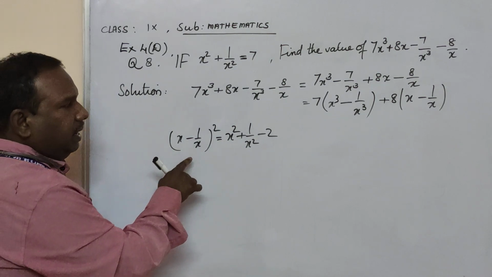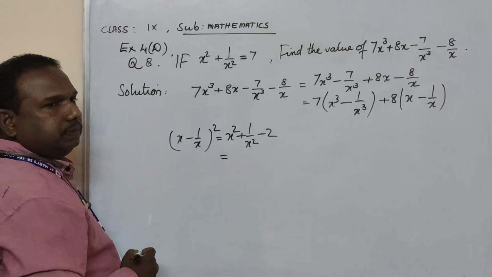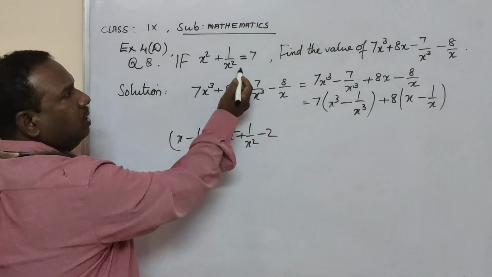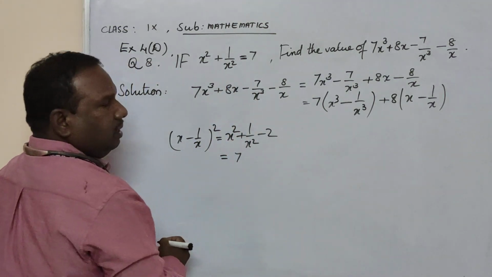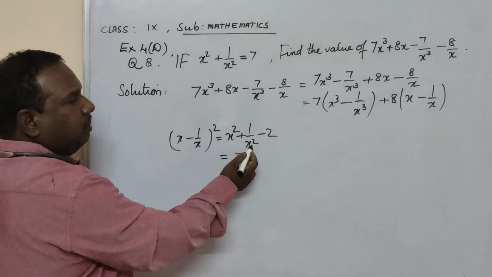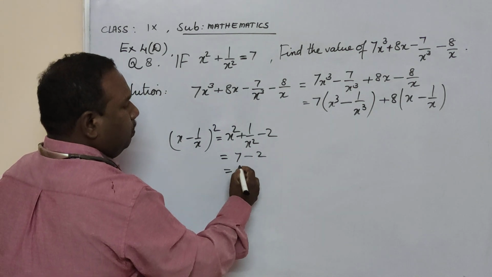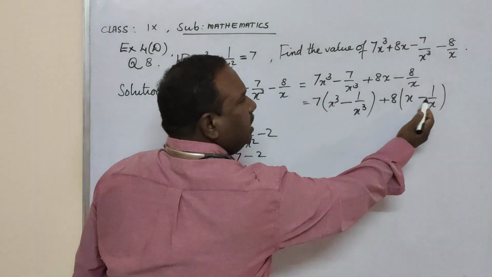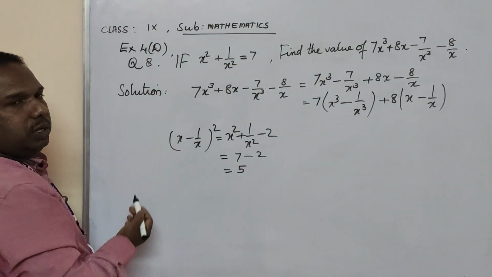After writing the identity, substitute the values. What is x square plus 1 by x square? Look at the board. It is equal to 7. So 7 is substituted at this place. x minus 1 by x whole square is equal to 7 minus 2, which is equal to 5. And we need x minus 1 by x, and here it is x minus 1 by x whole square.